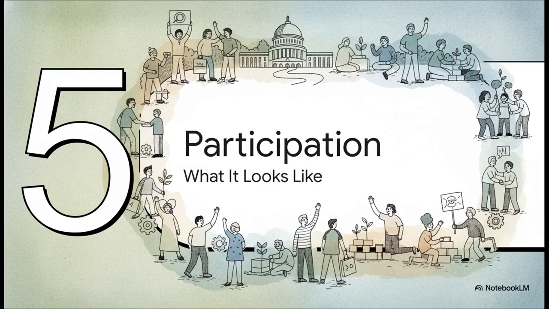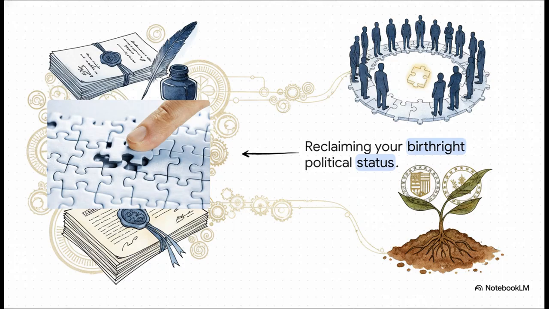Moving into Section 5, what participation looks like. We've seen the high-level structure, but what does this mean for a regular person on the ground? The materials strongly stress that you can't just casually show up to a meeting. There's a required administrative process.